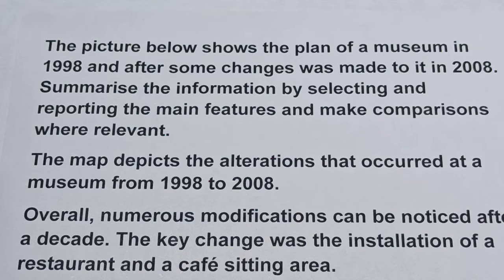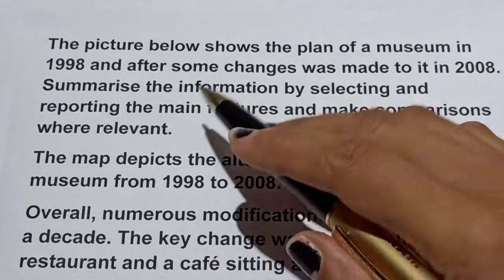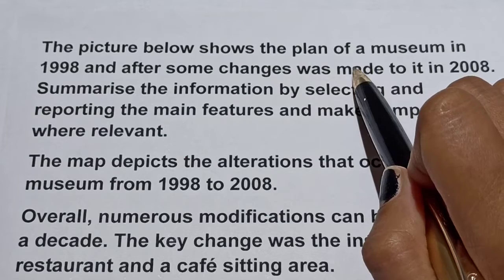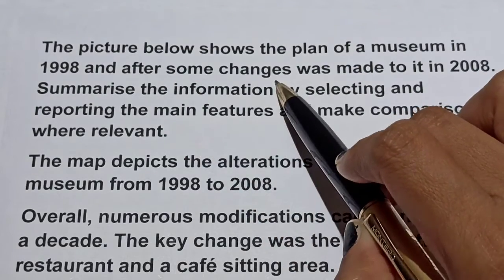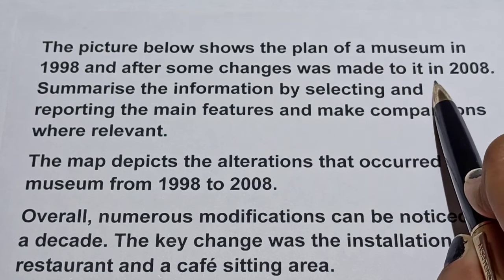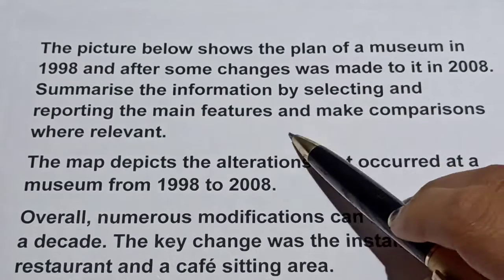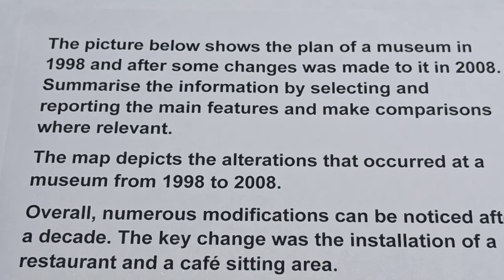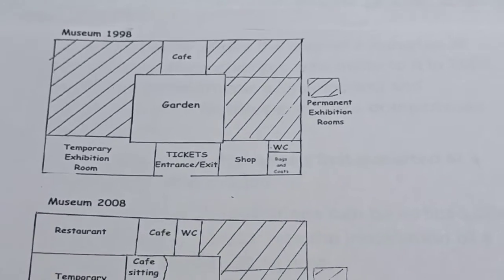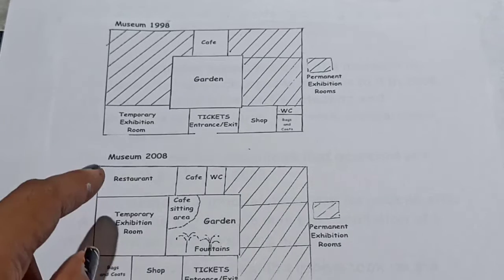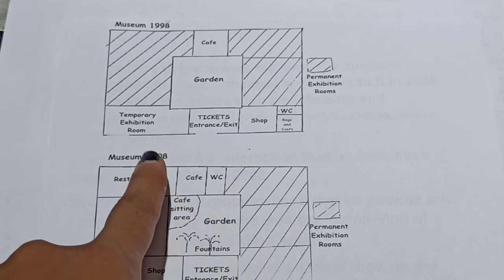Today in this video I'll be discussing with you writing task 1, and the question for today is: the picture below shows the plan of a museum in 1998 and after some changes were made to it in 2008. Summarize information by selecting and reporting the main features and make comparisons where relevant. So we are given these two graphs which are representing a museum in 1998 and 2008.